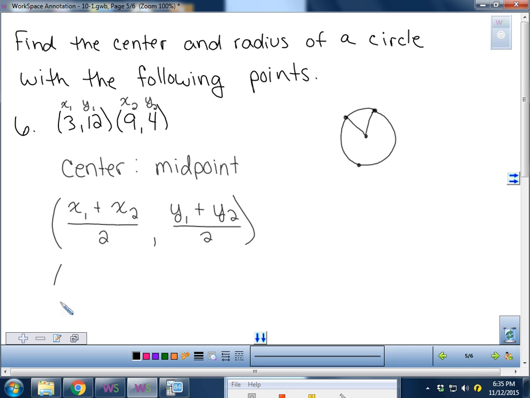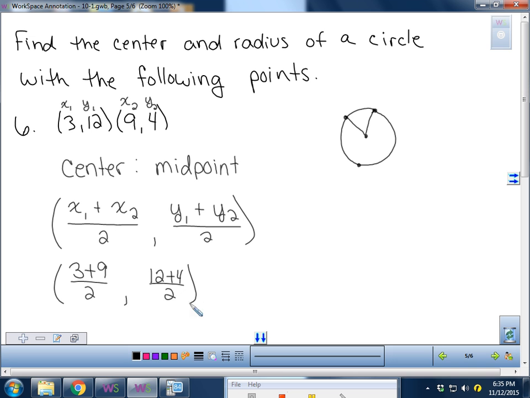So if I just plug into this, I'm going to add my 2 x's. So I have 3 and 9. And then I'm going to divide those by 2. And I'm going to take and add my y's. That would be 12 and 4.